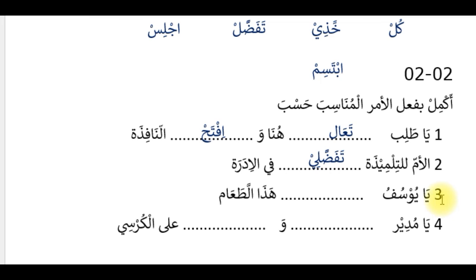3. يا يوسف. هذا الطعام, this food. So we are going to use تفضل, اجلس. We are going to use this: كل, eat. يا يوسف كل هذا الطعام. Eat this food.